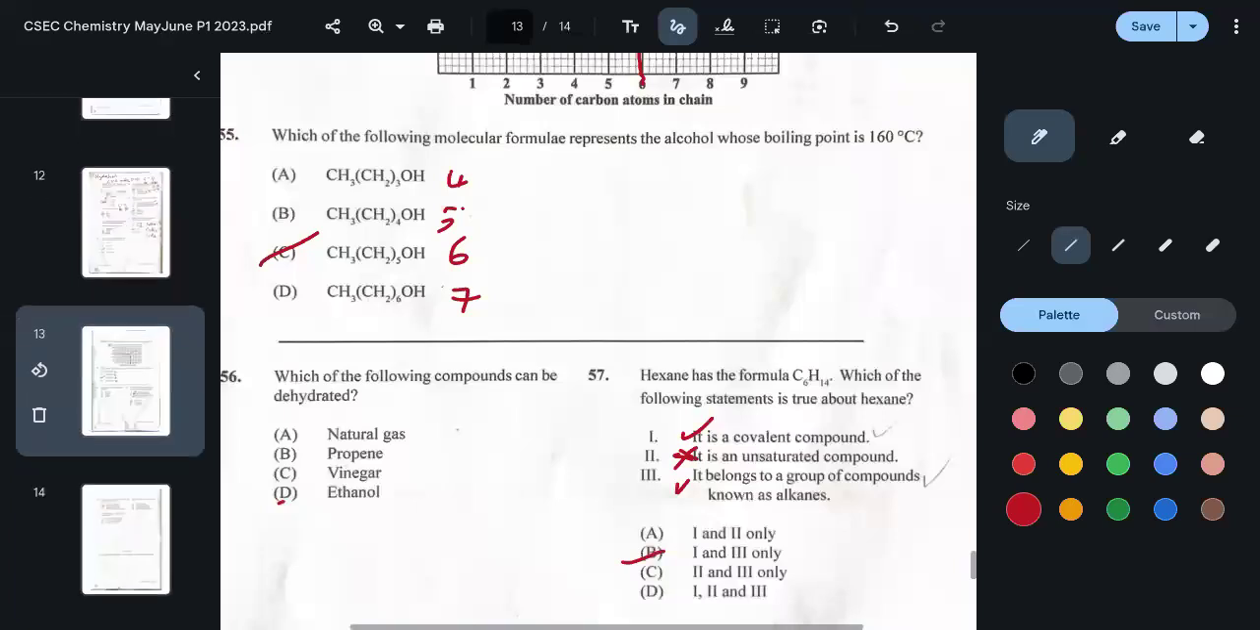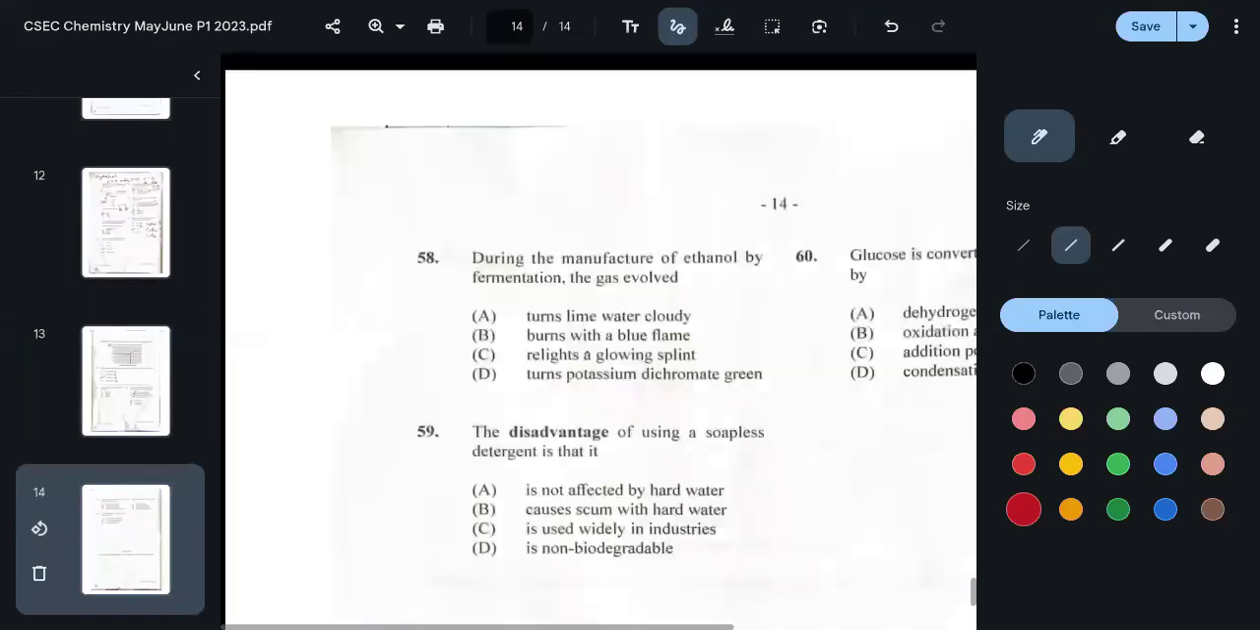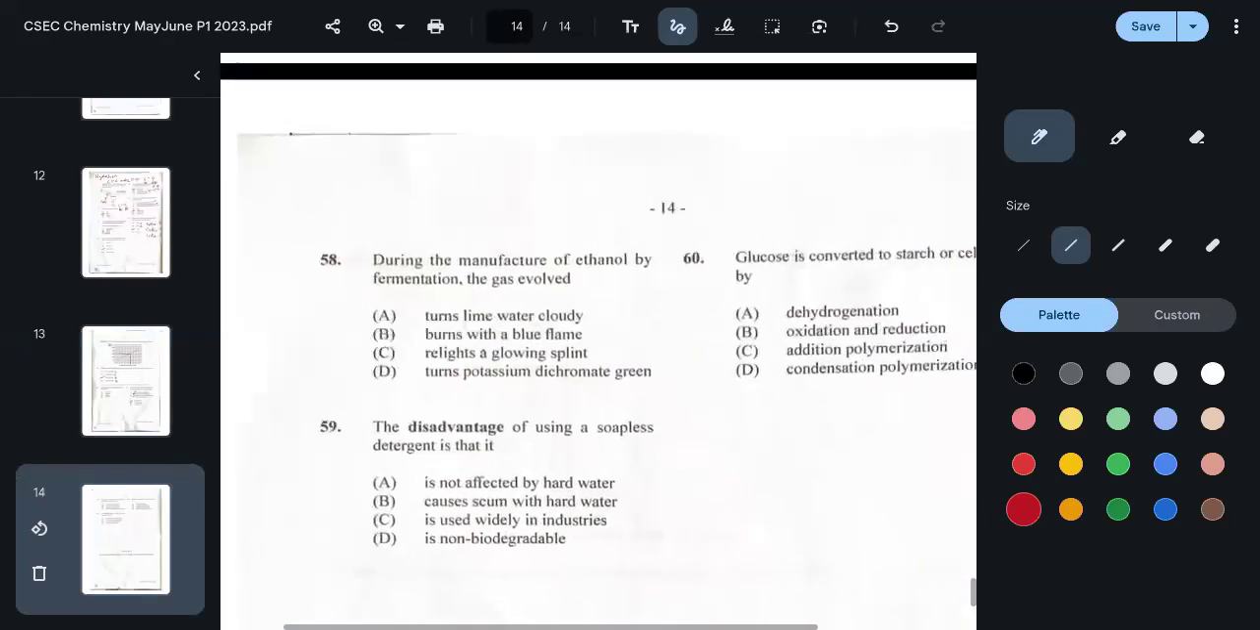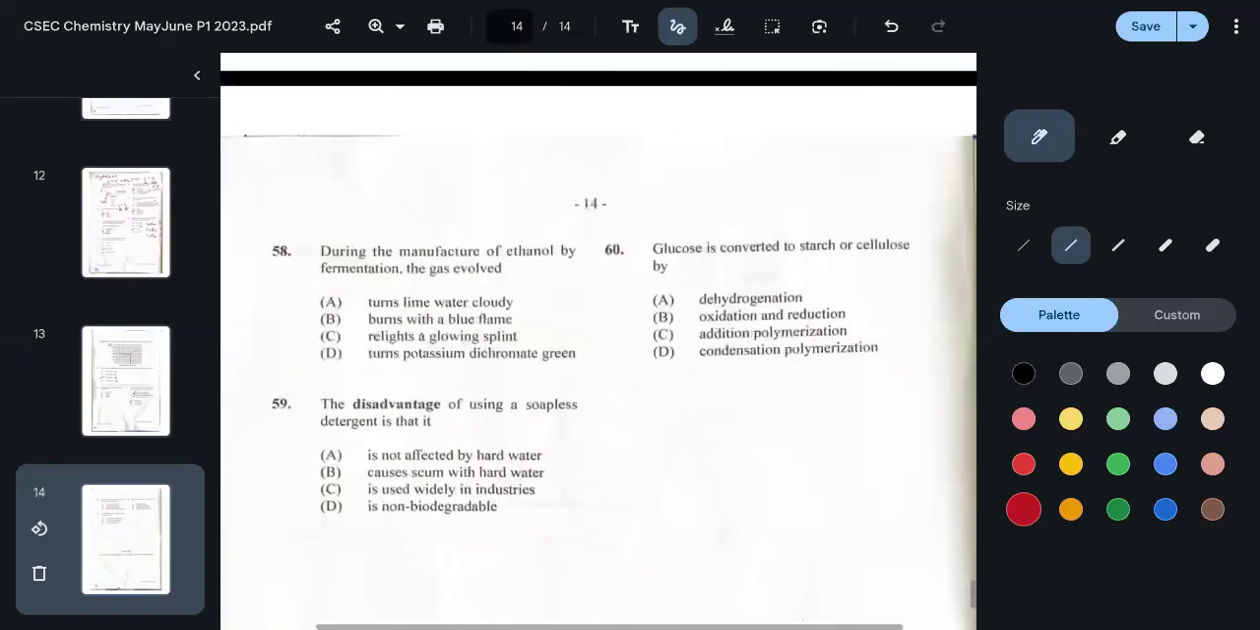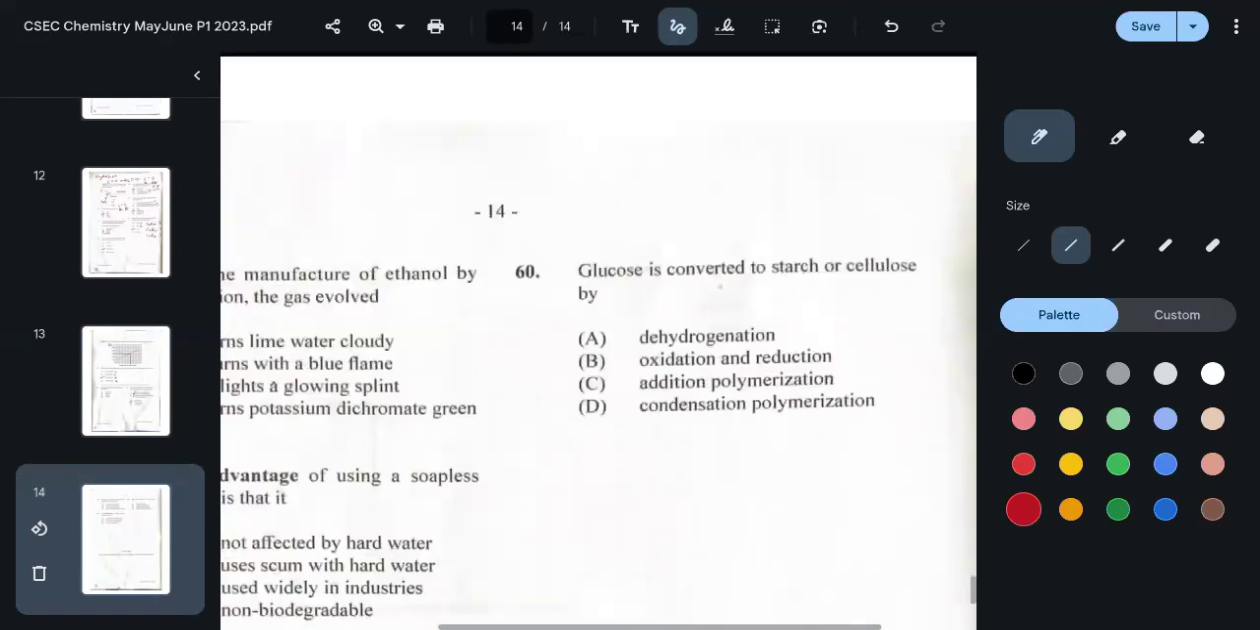All right, and then one more. Fermentation is qualitative analysis, and we will do that part next time. Glucose is converted to starch or cellulose by, I think you should get this one. Starch was a polymer, I mentioned it. Number 60: glucose is converted to starch or cellulose by which process?